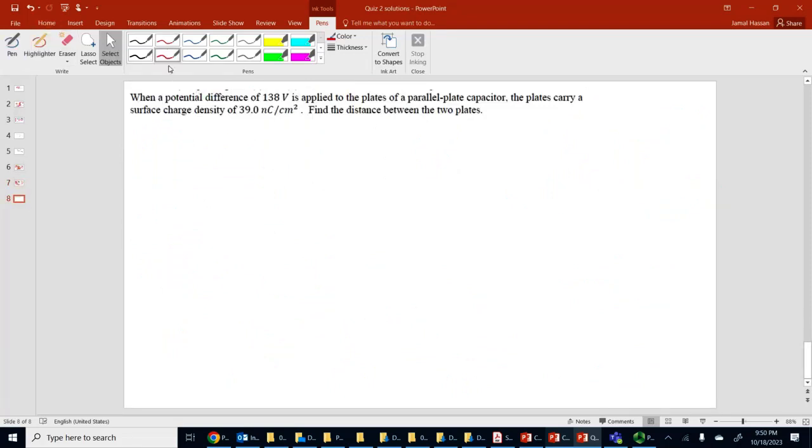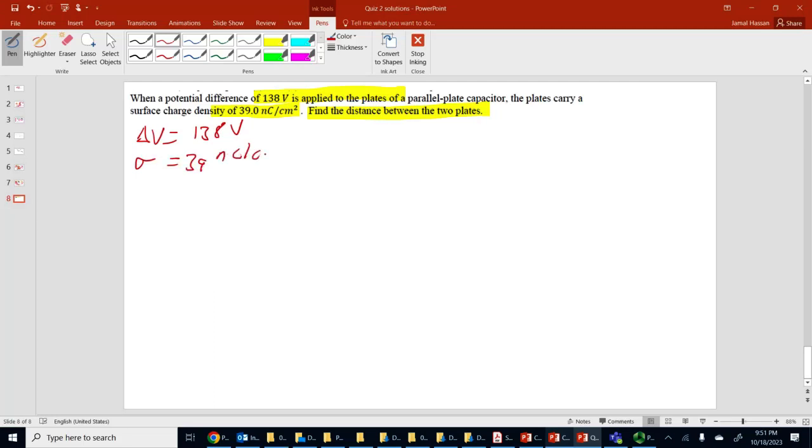Another question. When a potential looks like something different, right? When a potential difference of 1.38 volt is applied to the plates of a parallel plate capacitor, the plates carry a surface charge density of 39 nanocoulomb per centimeter square. Find the distance between the two plates. Let's see what this question asks for. So we have delta V equal to 138 volt. We have surface charge density, which is sigma, equal to 39 nanocoulomb per centimeter square.